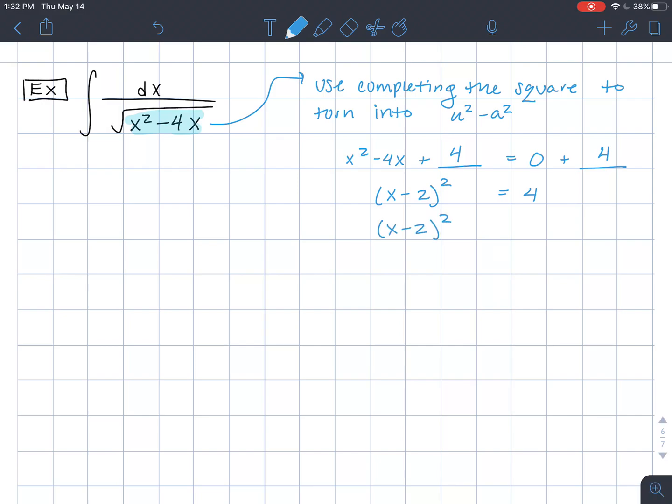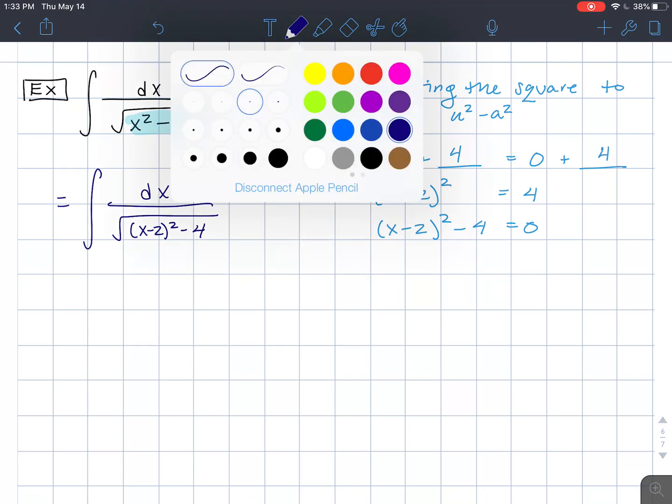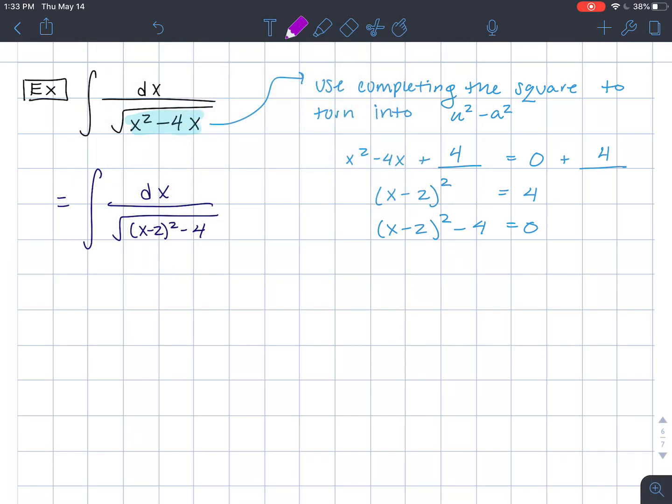And then I'm just going to move everything over to one side so it's equal to 0 again. And so I can replace this now and make this the integral of dx over the square root of x minus 2 squared minus 4. And so now that looks a lot more like a Pythagorean theorem form. So we have a minus sign, so that tells me that we are going to have the thing in front of the minus sign on the hypotenuse.